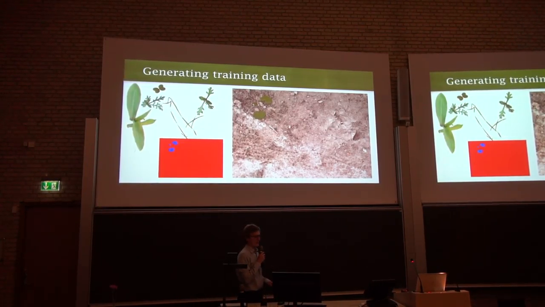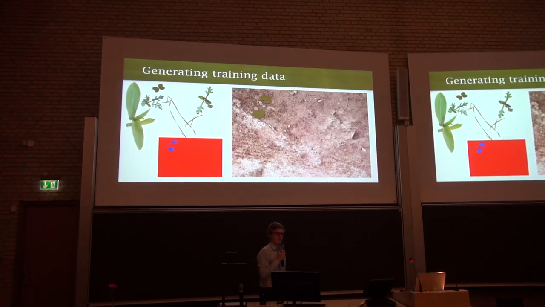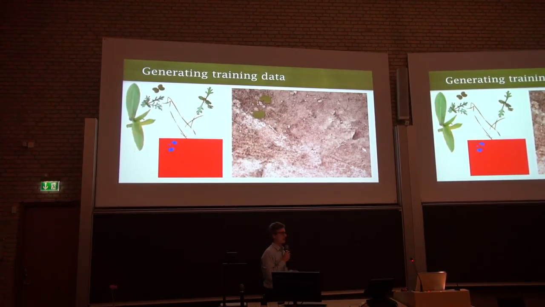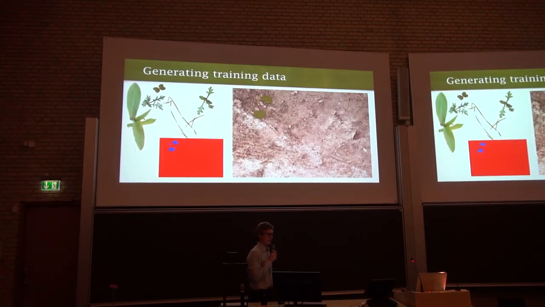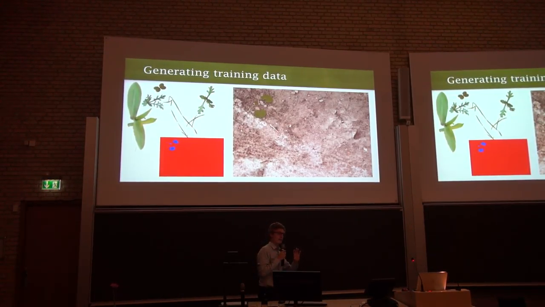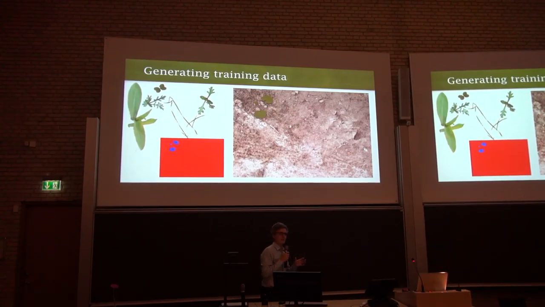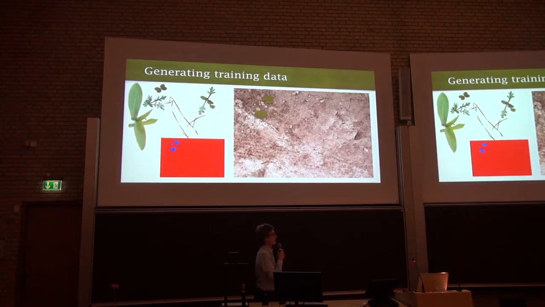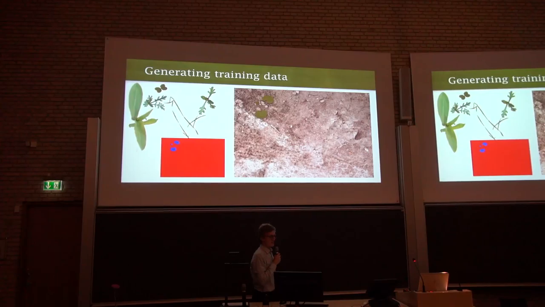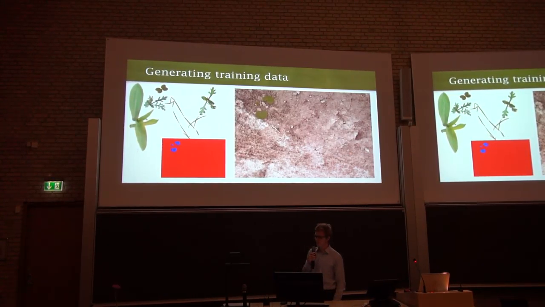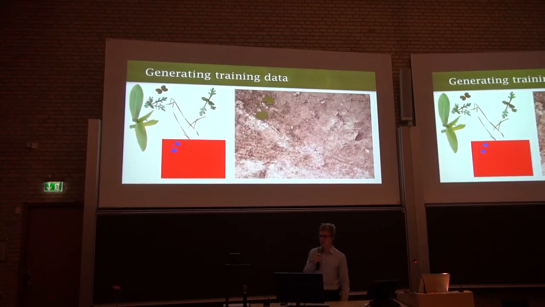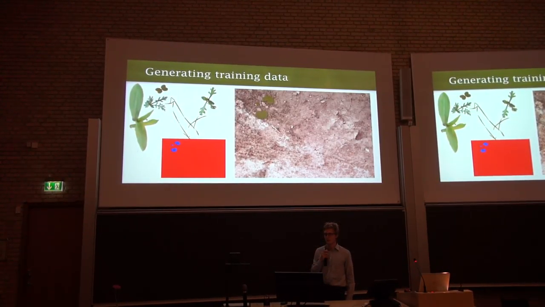When we do this, we can rotate the crops and the weeds so that we get a lot more data. The thing about convolutional neural networks is that they are not rotationally invariant, so by doing this we can simulate a lot more samples. And we can also change the lighting to simulate different stresses to the weeds, so that in that way we also increase our data set.